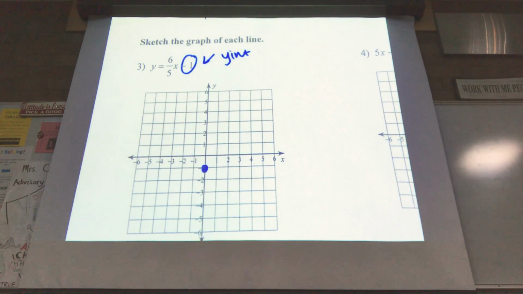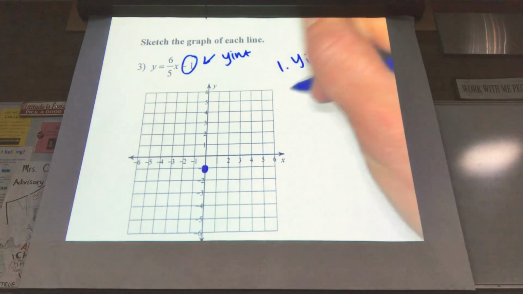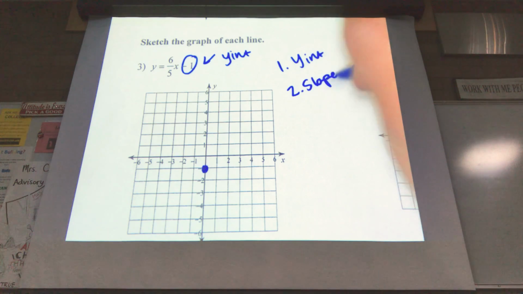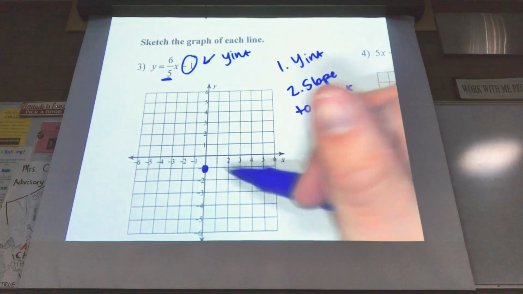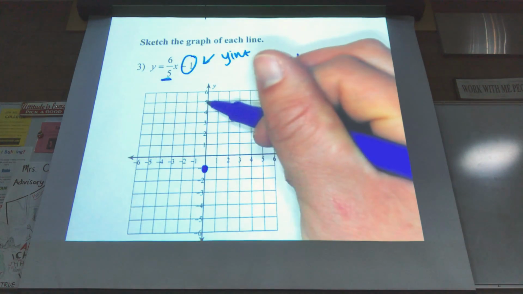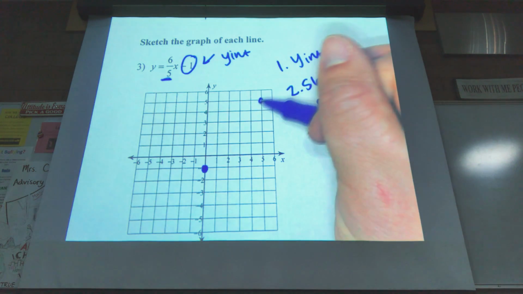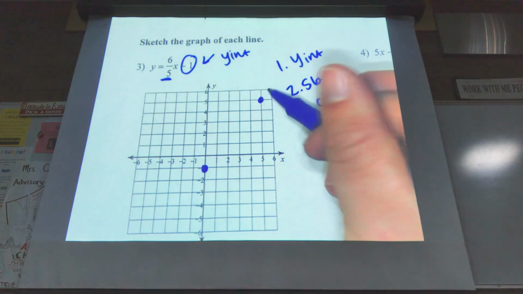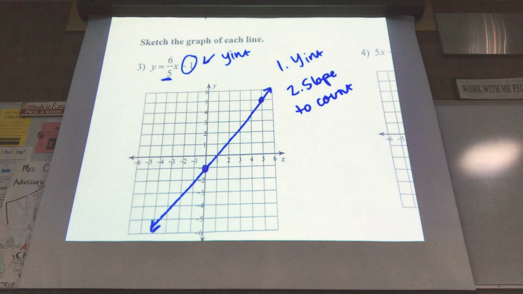And then we're going to use our slope to count. Y-intercept, and then slope to count. Using my slope of 6 over 5, I'm going to rise 6: 1, 2, 3, 4, 5, 6. And then from there, run 5: 1, 2, 3, 4, 5. Connect those 2 points with a straight line, put arrows at the end, and we did it. We graphed it. That's all it's asking us to do.